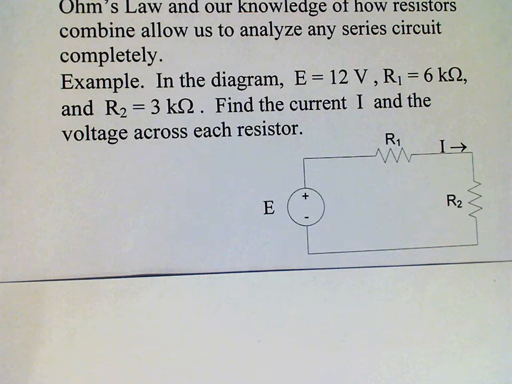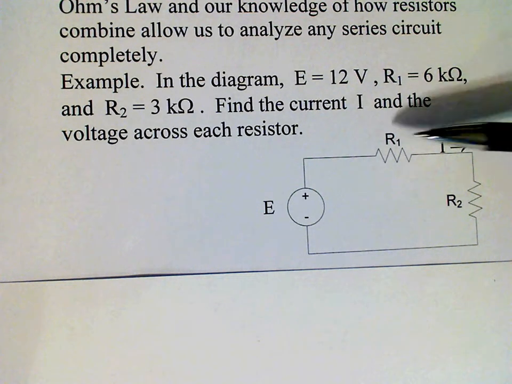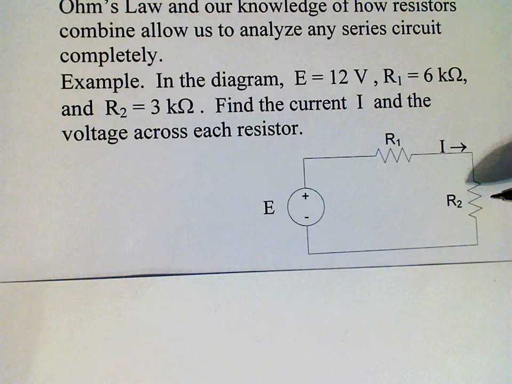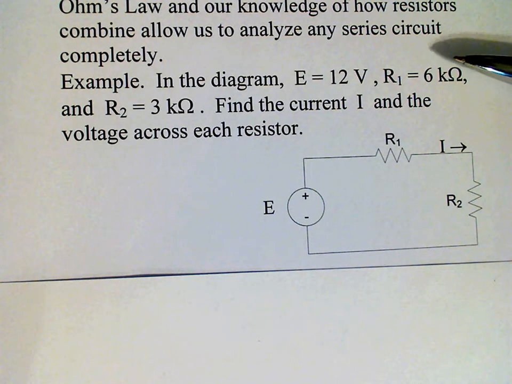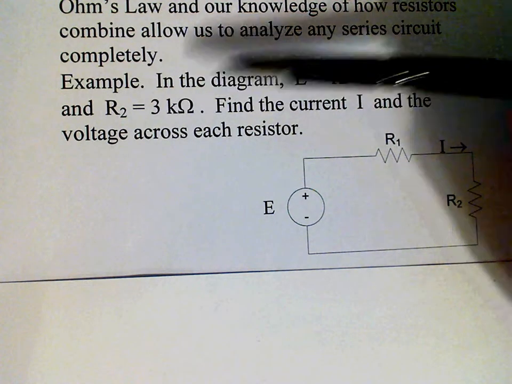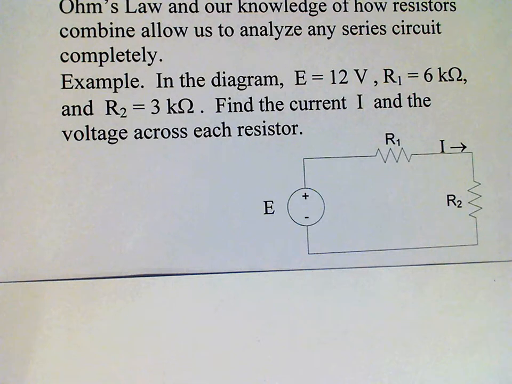We have two resistors hooked in series, R1 and R2, and they have values 6K and 3K respectively. And then we have a voltage source E, which is 12 volts. And we would like to find the current in the circuit and the voltage across each resistor.